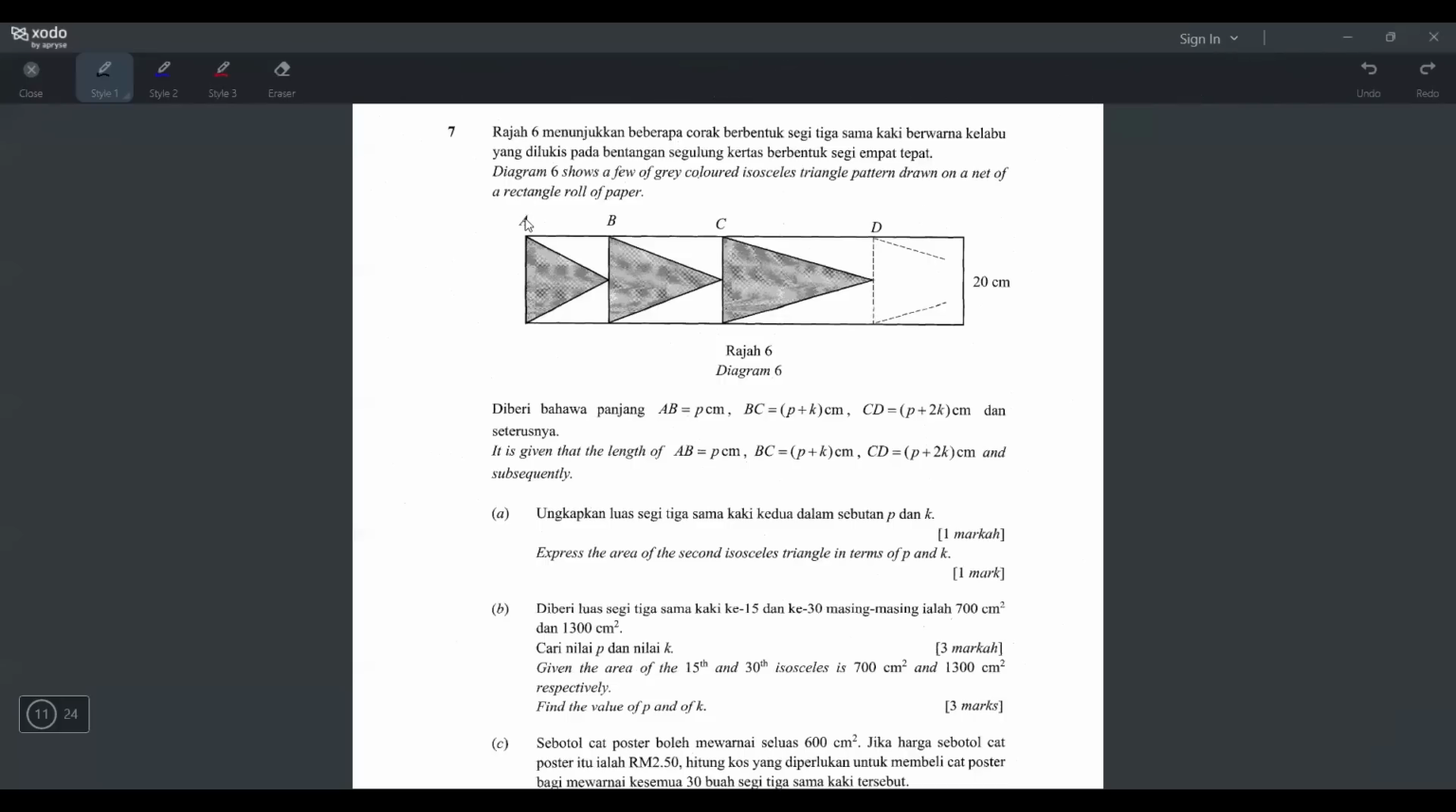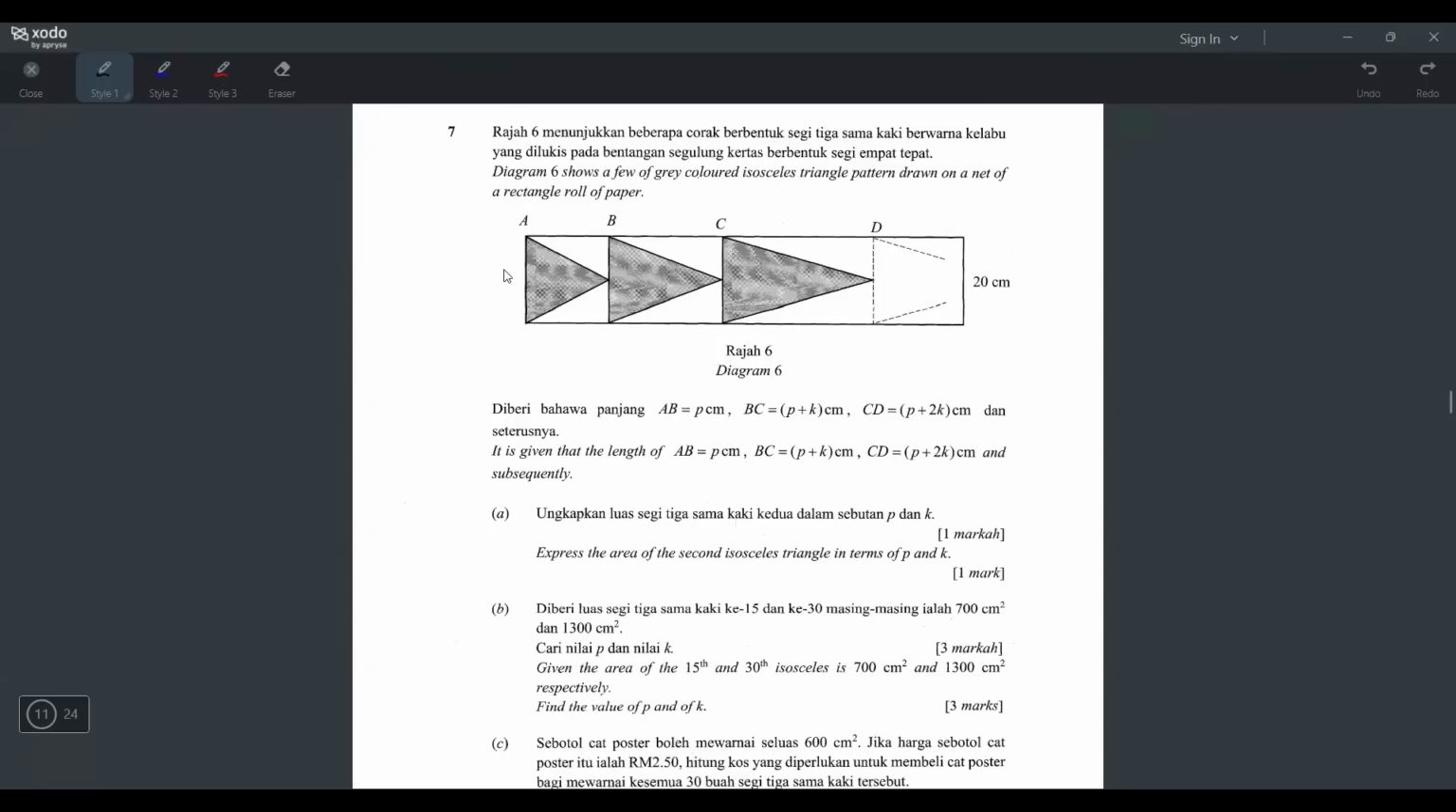All right, let's continue with number 7. Okay, number 7, diagram 6 shows a few gray colored isosceles triangle patterns drawn on the net of a rectangle roll of paper. So this is a rectangle and there are a few gray colored isosceles triangles. Isosceles means there must be two sides of the same length, right? So we can see that the length here is 20 cm.